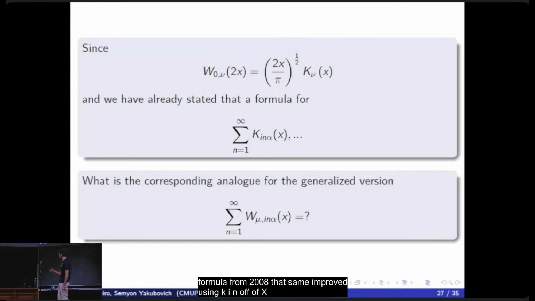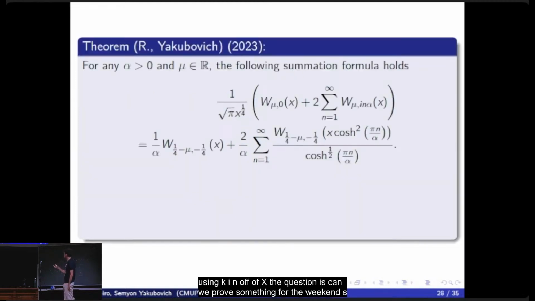The question is, can we prove something for the Whittaker function? Note that such a formula will reduce to the formula that we know, because when you take mu equals 0, you can recover the formula obtained by Simeon. And in fact, we could prove this formula. Note that in the formula previously, with respect to the Macdonald function, what appeared at the right-hand side was an exponential, an elementary function. Now we have a symmetry, and a Whittaker function appears. And this is the main result.